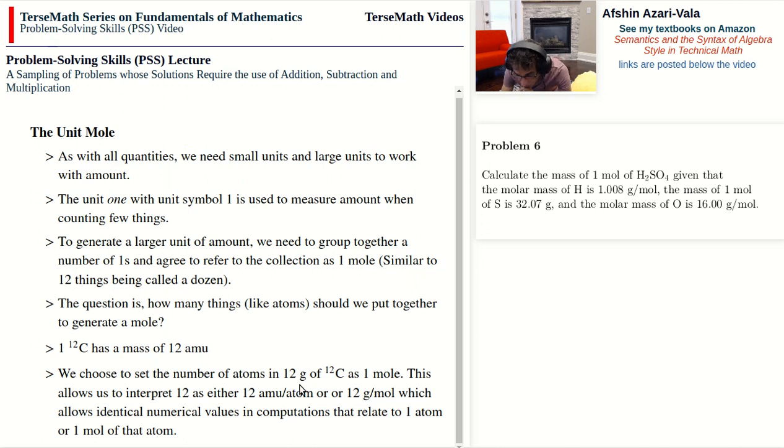Again, this will be useful because, as you'll see later on when we do calculations, whether we are dealing with individual carbon atoms or chunks of it, moles of it, the numerical values in the calculations will be identical.